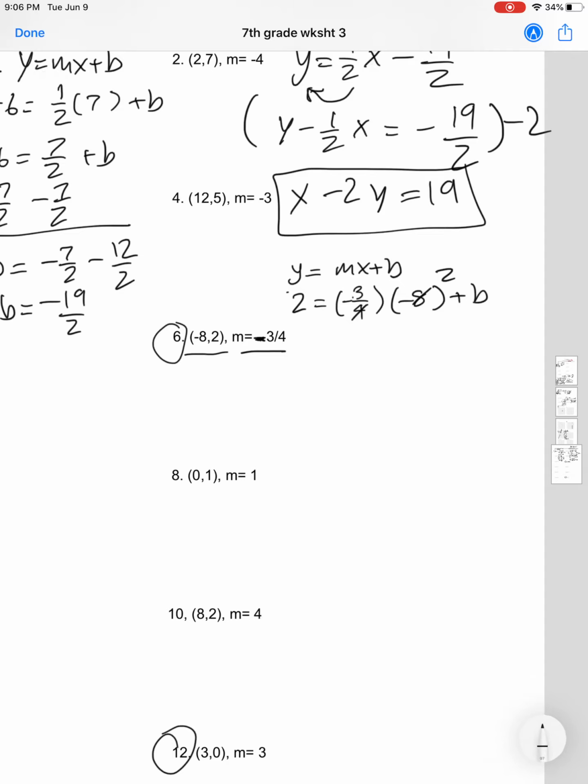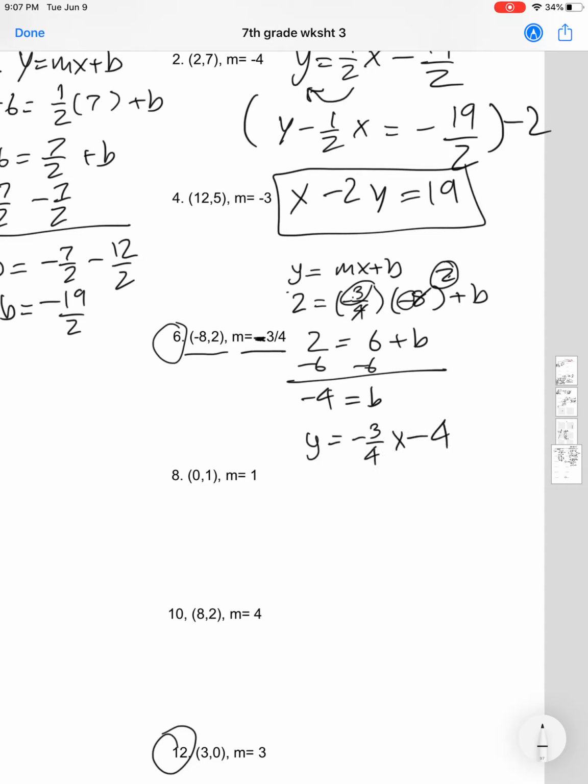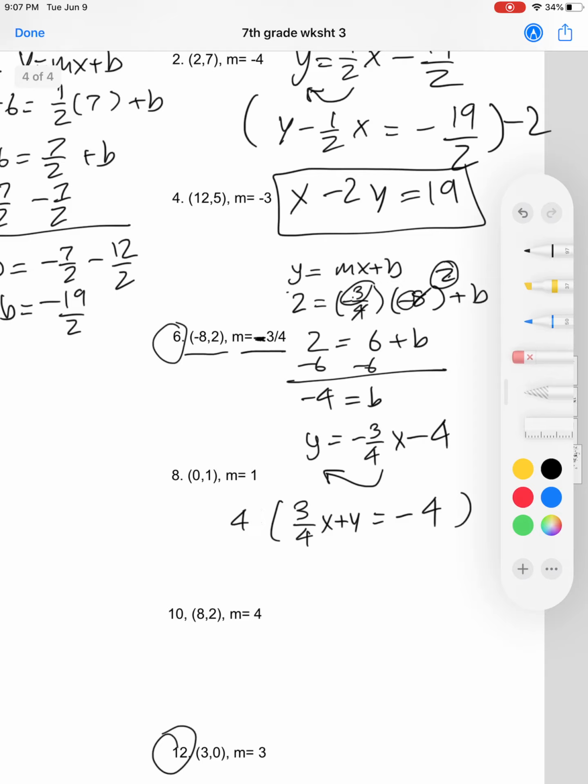Now, negative 3 times negative 2 is just 6. 6 plus b equals 2, minus 6 minus 6. 2 minus 6 is negative 4 equals b. Put it into the equation, y equals negative 3/4 x minus 4. Bring the x over, 3/4 x plus y is equal to negative 4. And now because, like I said, fractions, multiply by 4 on both sides.